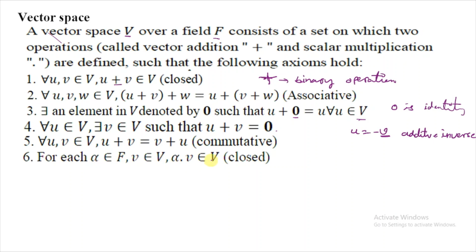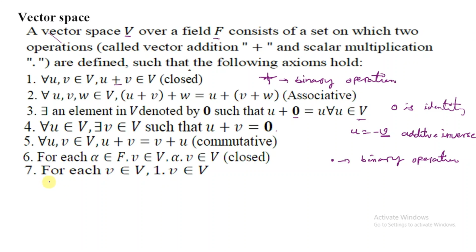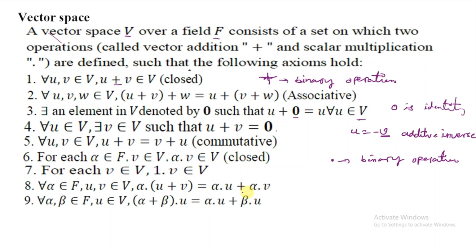It's closed. Closed means that scalar multiplication is a binary operation. Now the seventh property, for each v belonging to V, one dot v equals v. Any vector, if you multiply by one, again it's the same vector in V. Eighth property, for alpha belonging to F, a scalar, and u, v belonging to V, alpha dot (u plus v) equals alpha dot u plus alpha dot v. This is a distributive law.